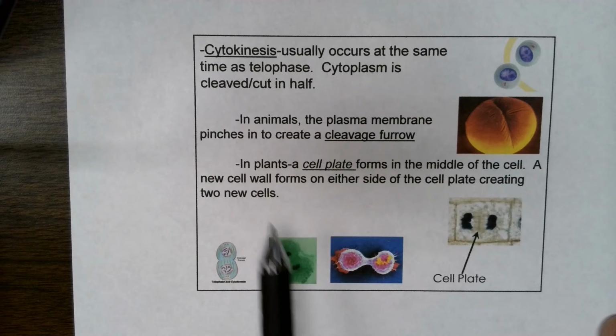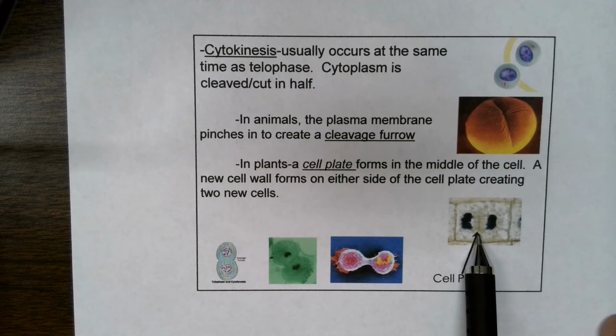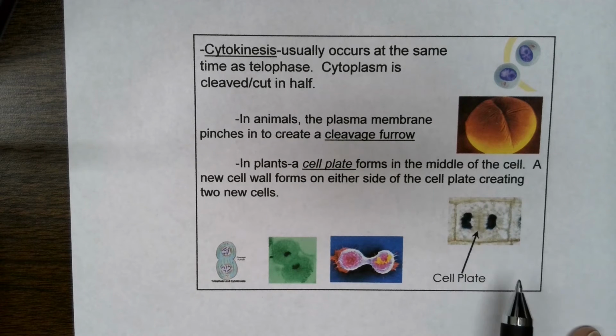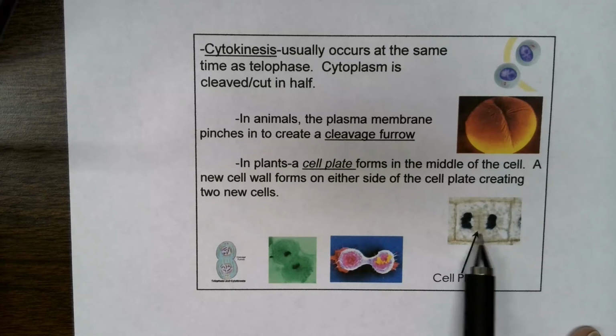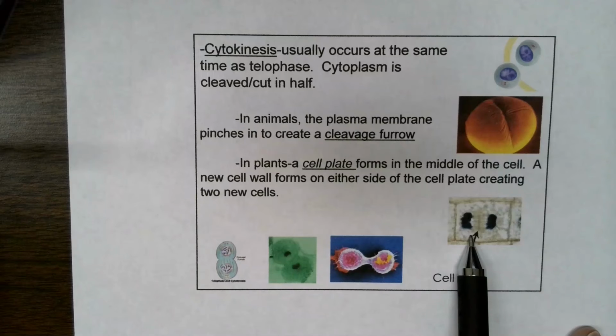And then in plants, this cleavage furrow does not form. Instead, what forms is known as a cell plate. And that's, as you can see, a pretty distinct structure in the cell. And on either side of that cell plate, a new cell wall is going to form to turn these two sides of this big rectangular cell into two new genetically identical daughter cells. And we're working toward that in this diagram as well.